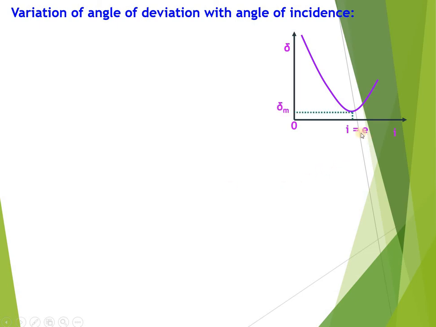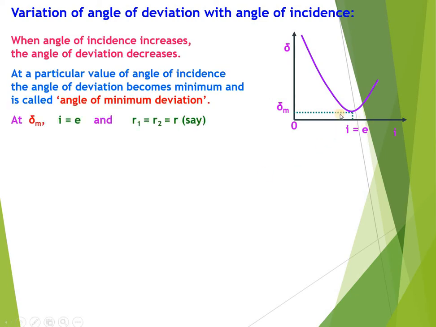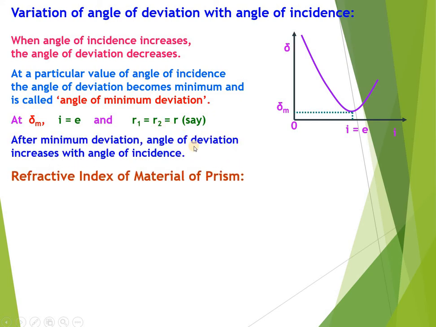Therefore, you can see from the graph, when the angle of incidence is equal to the angle of emergence, then the deviation on the y-axis, that is known as delta m, and delta m is called the angle of minimum deviation. So in case of minimum deviation, the angle of incidence is equal to the angle of emergence, and R1, R2 they both are equal. So if we substitute this in the previous one, then we can obtain an expression for the refractive index for the material of the prism.